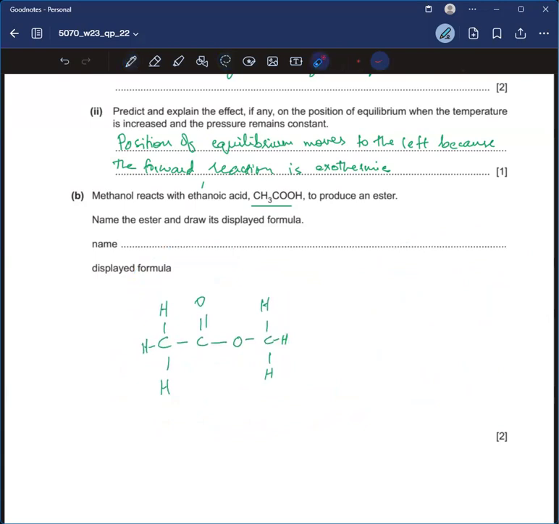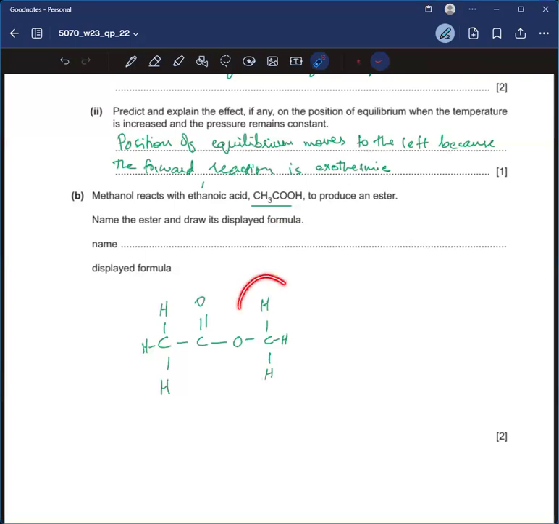And now after drawing the displayed formula, we can easily name the ester. While naming it, you should remember that the last part is written first and the initial part is written last. So what would it be? Here we have one carbon.